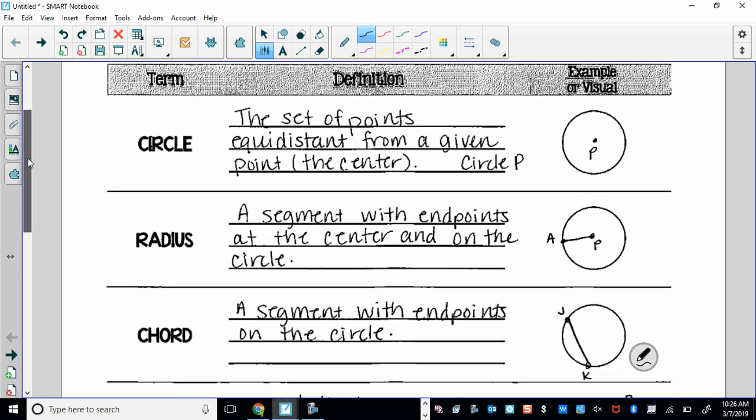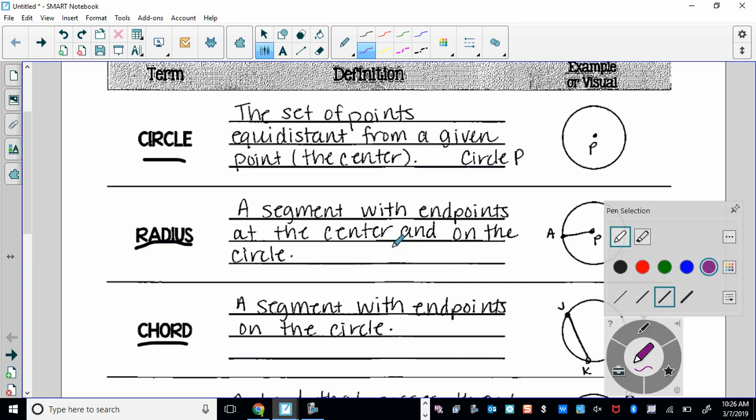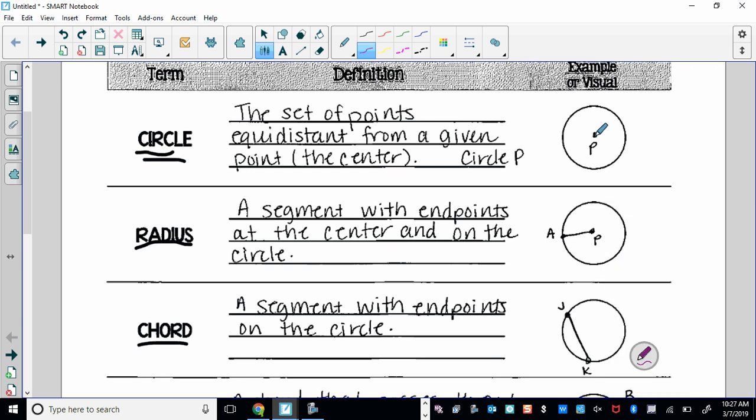I know by the time you copy down, you probably have to pause to write it down, but it's important you know what is a circle, like the real definition. What is a radius? What is a chord, or what does that look like? Okay, so in this case the first definition is going to be circle, and a circle is a set of points equidistant from the given point, which is the center, and we always label a circle by what the center is. So this circle here is called circle P.